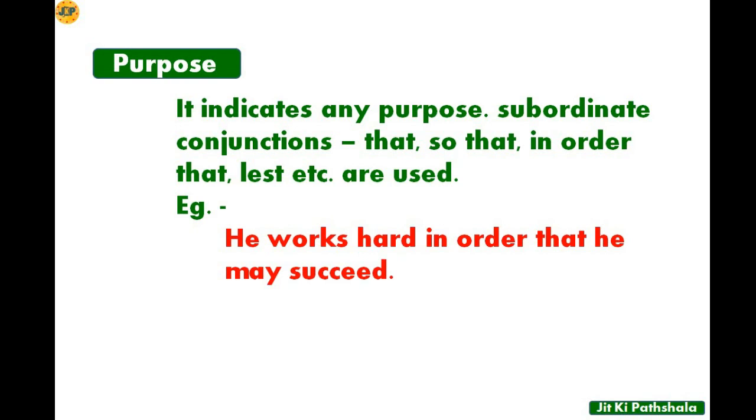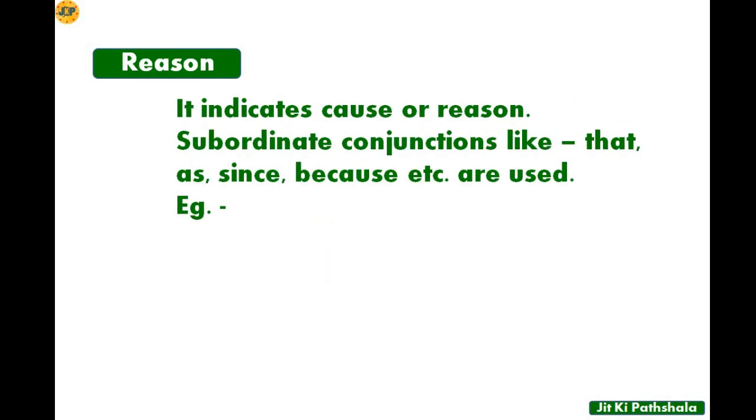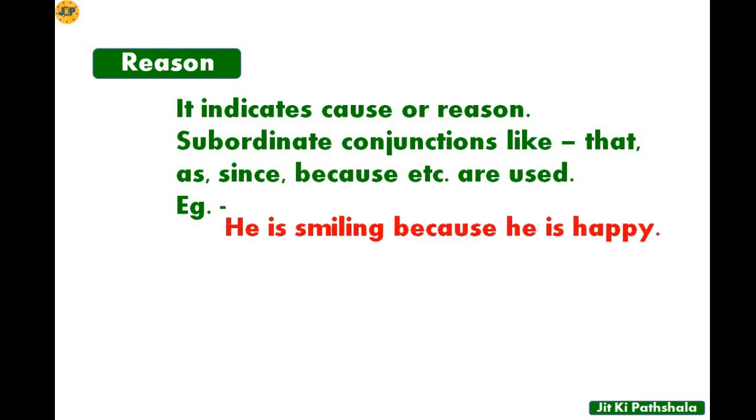Now let's see the next clause, and that is reason. It indicates cause or reason. Subordinate conjunctions like that, as, since, because, etc. are used. For example, he is smiling because he is happy. So here it indicates the reason, and this is a reason clause.